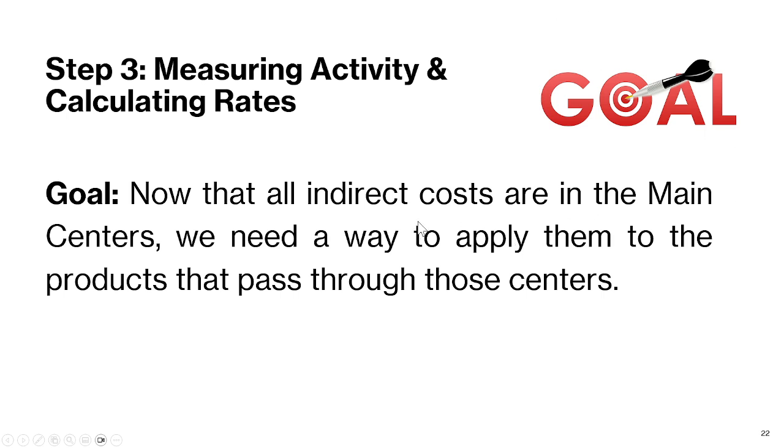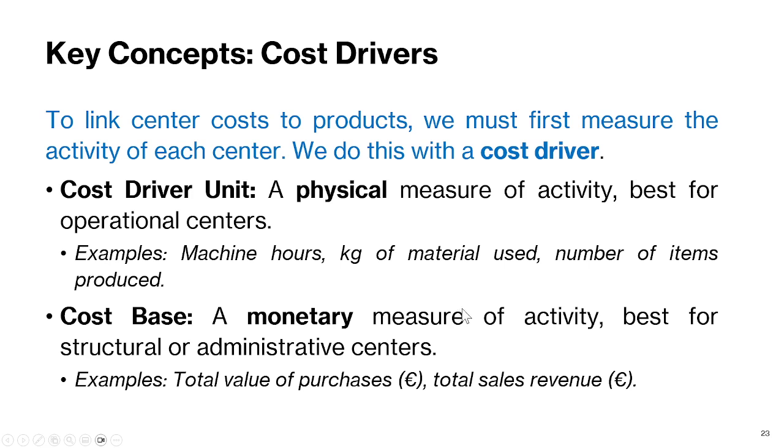So after this calculation, this brings us to step 3, calculating cost ratios. We need a way to apply this department cost to actual products. To do this, we use the cost driver. A cost driver is simply a measure of activity. It can be a physical unit like machine hours or the number of pieces produced, or it can be a monetary value called a cost base, like the total value of purchases.